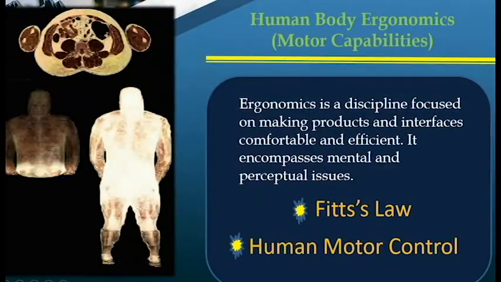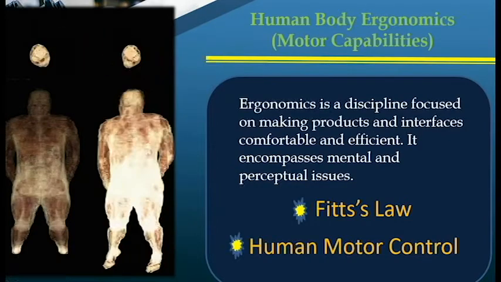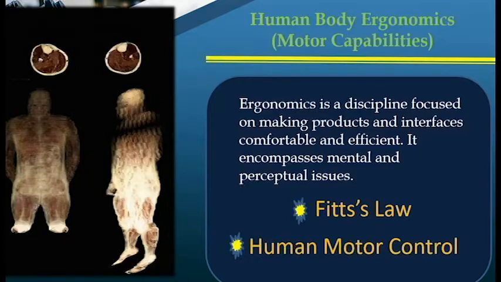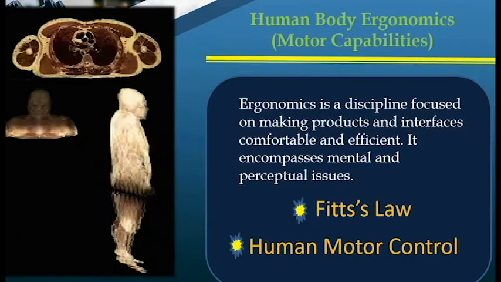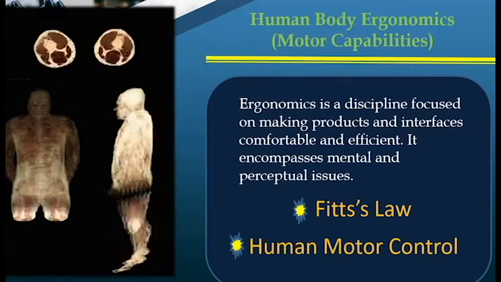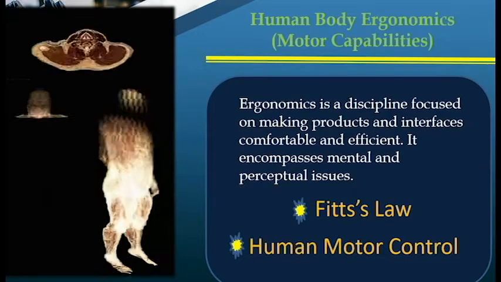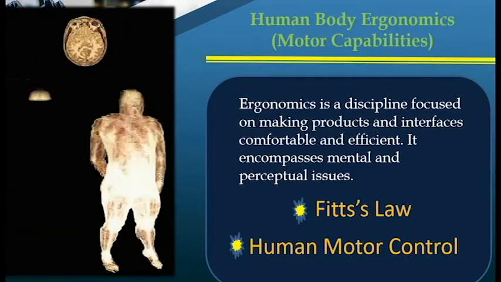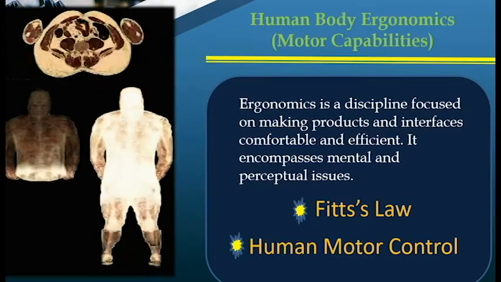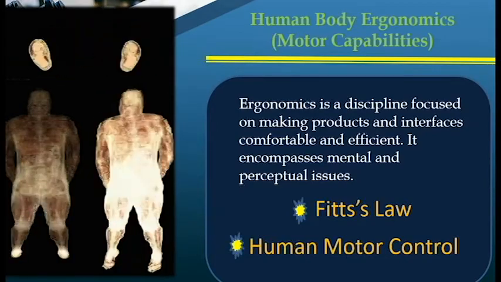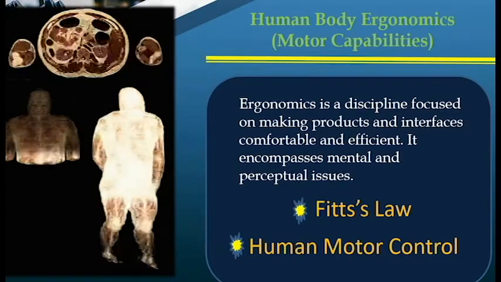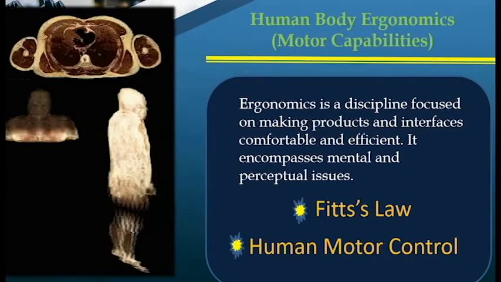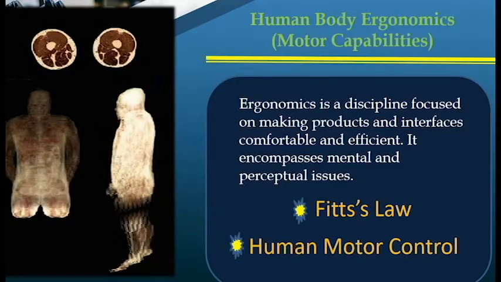So this is the third human factor: human body ergonomics, or the motor capabilities. So far we have mostly talked about human cognitive and perceptual capabilities and how a display or input system must be configured to match them. So in this section, we briefly look at ergonomics aspects.